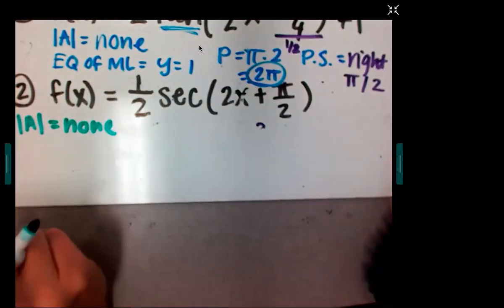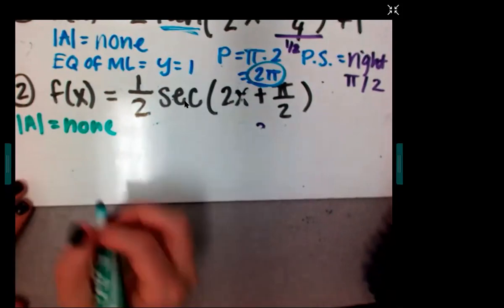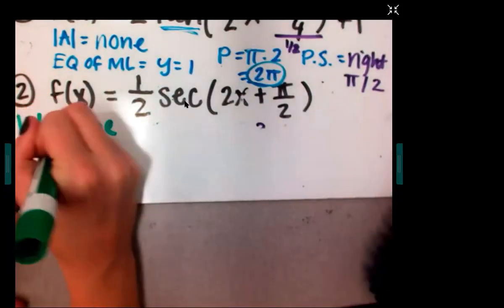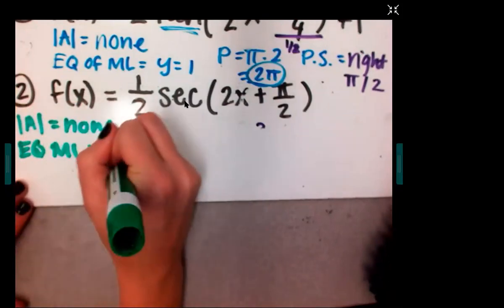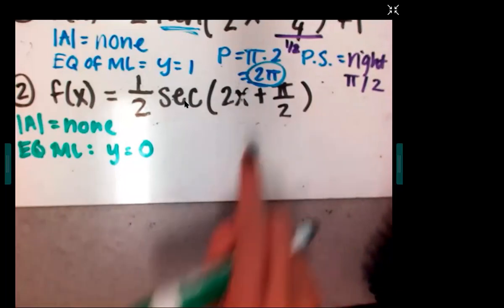Remember, secant goes up and down forever because we take the cosine graph and we flip the pieces. What is the equation of the midline for this one? Good, y equals 0. If there's no shift up or down vertically, then the midline will still be at 0.